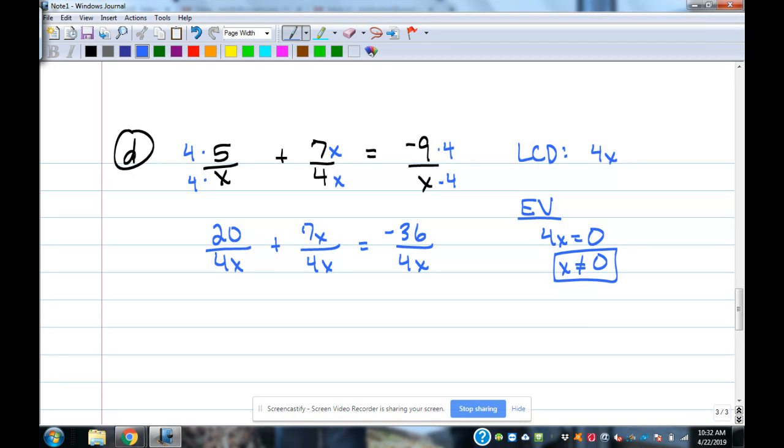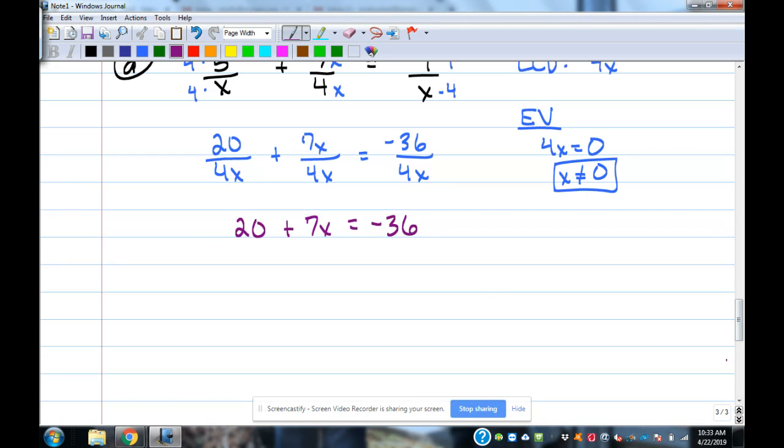Okay. So now you've got a problem where it's very easy. Once you get the denominators the same, all you've got to do is just drop the denominators and deal with the numerator equation. Because the denominators are all the same, the top parts should work out, right? This 20 plus 7x should be equal to negative 36 when we work that out. So get the denominator the same, fix all the fractions, and then drop the denominators and just do the numerator equation. 20 plus 7x is equal to negative 36.